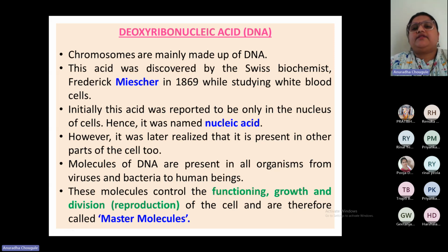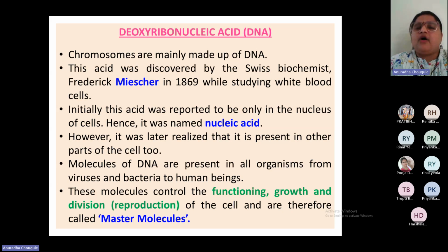Now we will see the next point, that is DNA. Can anyone tell me the long form of DNA? Yes. Deoxyribonucleic acid. Yes, very good, Harshada. DNA is nothing but deoxyribonucleic acid. As we saw in the diagram earlier, the chromosome is mainly made up of DNA. First, in 1869, Miescher discovered an acid in the white blood cells. That acid is found in the nucleus of the cell. That's why he named it nucleic acid: because it is found in the nucleus and it is acidic in nature.